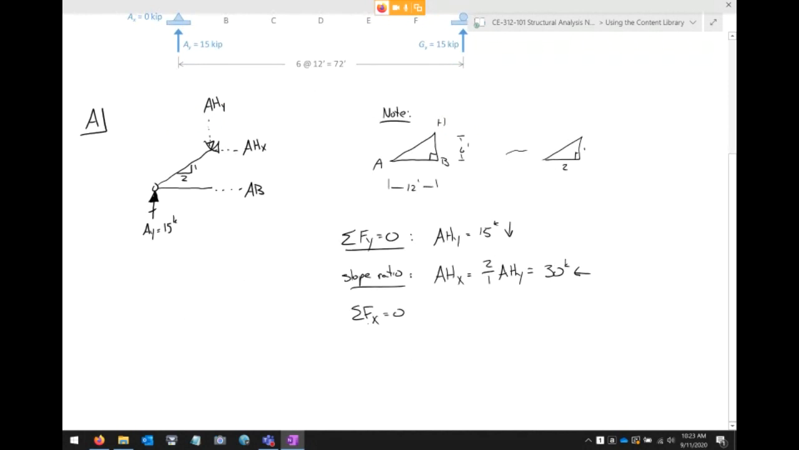Sum of forces in the X direction tells me that member AB, if I've got 30 kips going to the left, I've got to have 30 kips going to the right. Now, again, if I'm ever going too fast, y'all stop me and say, whoa, where are you getting these numbers? You're not going to hurt my feelings at all.